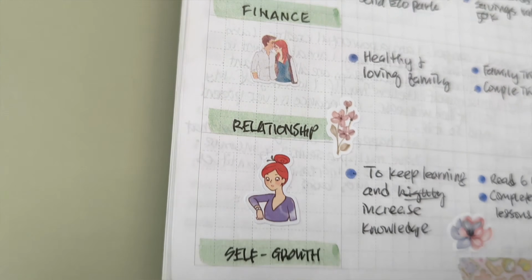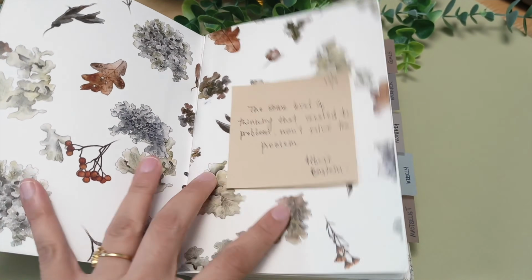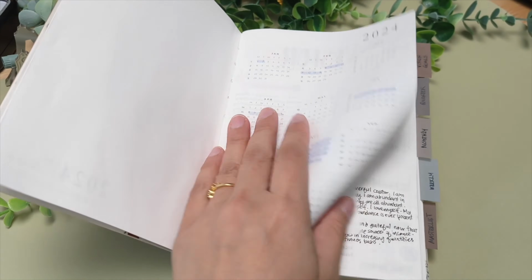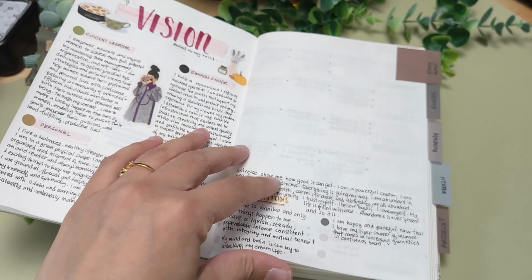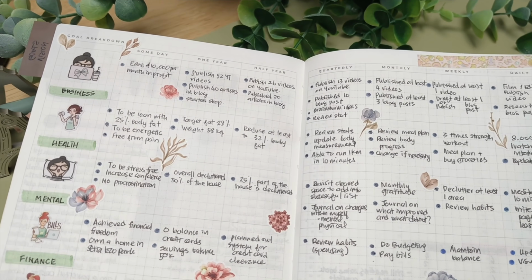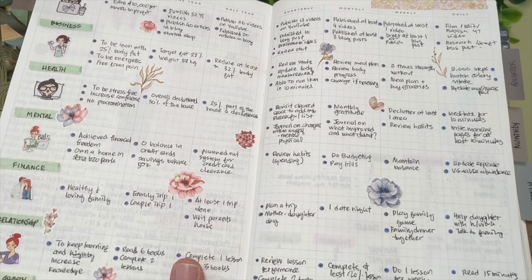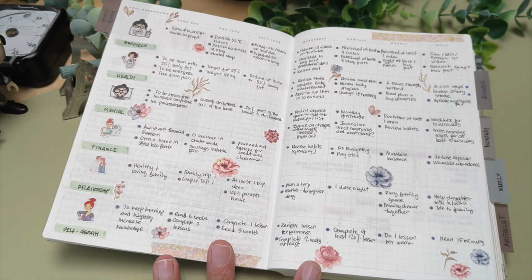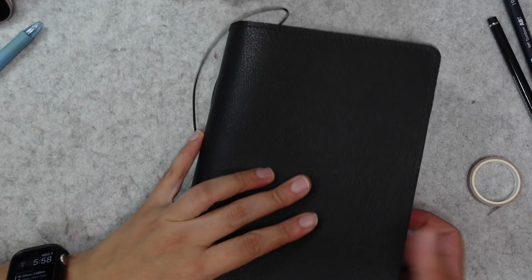I hope you found some inspiration in how I set up my goal page in the Sterling Ink planner, and if you are working on your own goals, remember it's okay to start small and make them realistic. And if you have any tips or ideas for your goal page, I'd love to hear them.